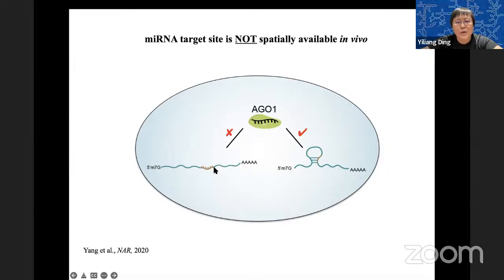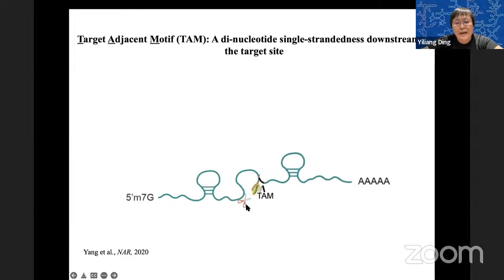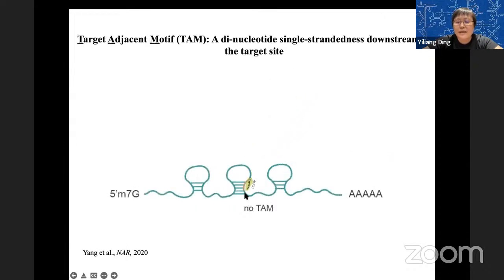It's not completely single stranded and spatially available to the microRNA, which is quite understandable, because if a 21 nucleotide site is completely single-stranded, you would think other endonucleases will cleave it unspecifically. So the first thing we found is that the target site does fold into a certain structure. The other feature we find is the 2 nucleotides downstream of the target site. If they are single-stranded, then Argonaute protein can cleave the messenger RNA. If they are double-stranded, then Argonaute couldn't cleave this RNA. We call this 2 nucleotide single-strandedness downstream of the target site the target adjacent motif, which we call TAM.